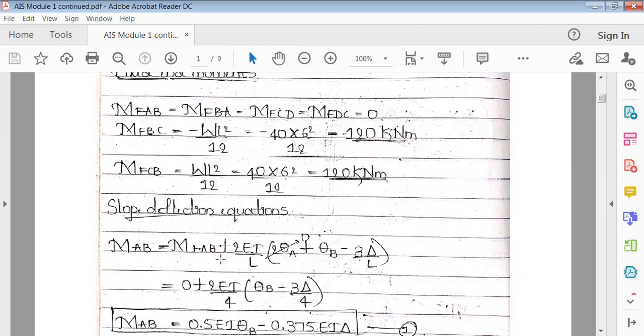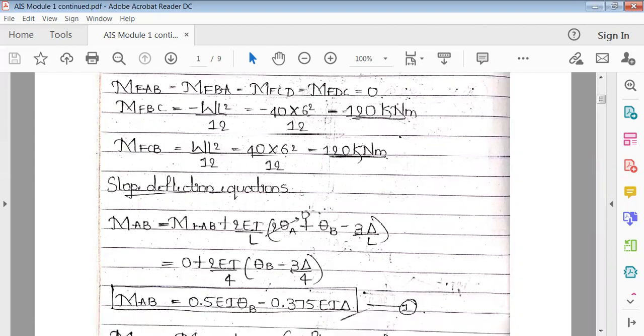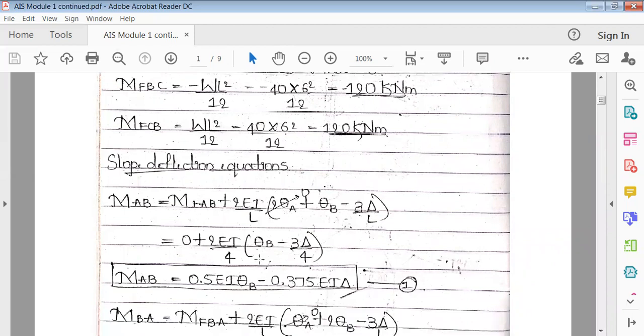Now we'll substitute this value here: 2 theta A plus theta B minus 3 delta by L. So substitute all the values. Again, be careful with the I values. So here I is I only. So next theta A.